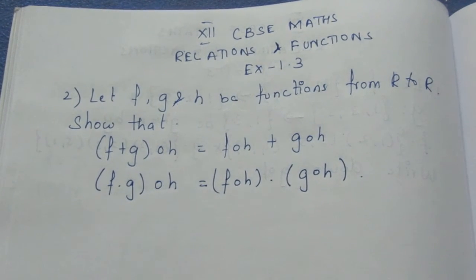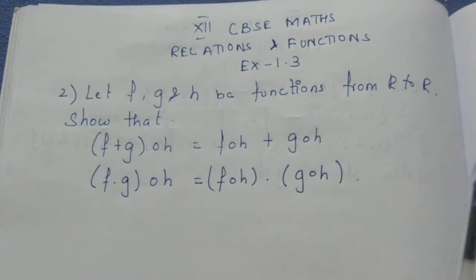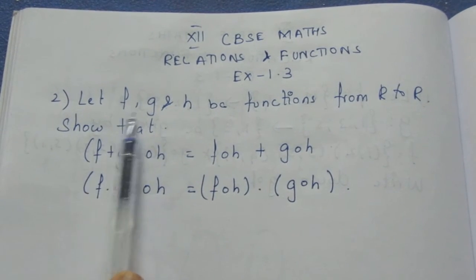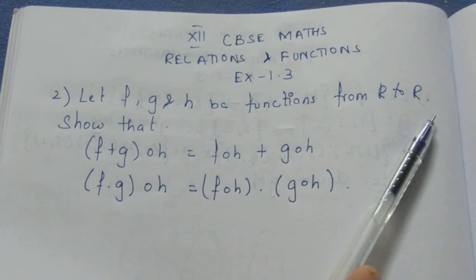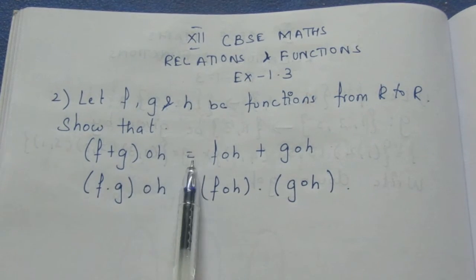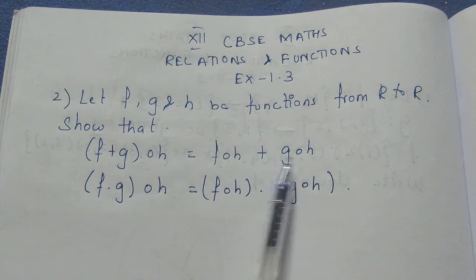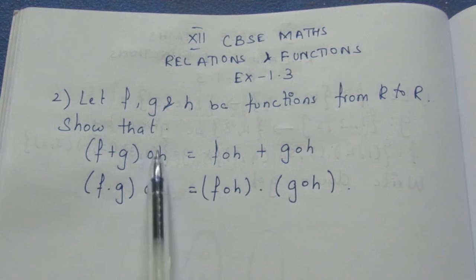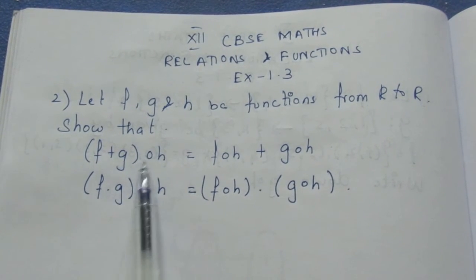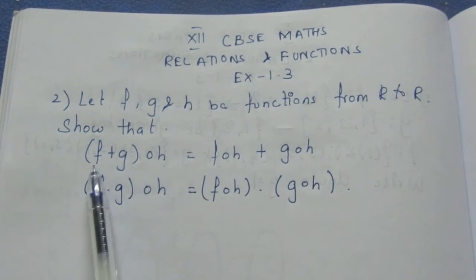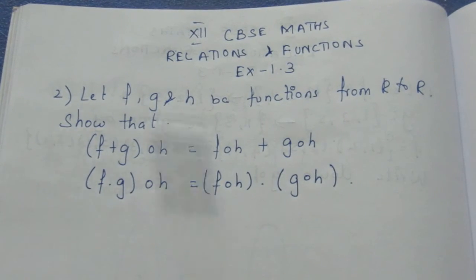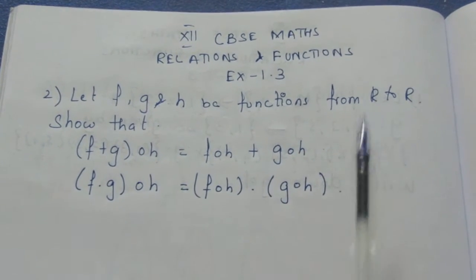Today we are going to see 12th CBSE Maths Relations and Function Exercise 1.3 question number 2. Let's see the question. Let f, g, h be functions from R to R. Show that (f plus g) composite h is equal to f composite h plus g composite h. This can be called circle, dot, O, any type we can call this. Now we need to prove this is equal to this, and the function is given from real numbers to real numbers.